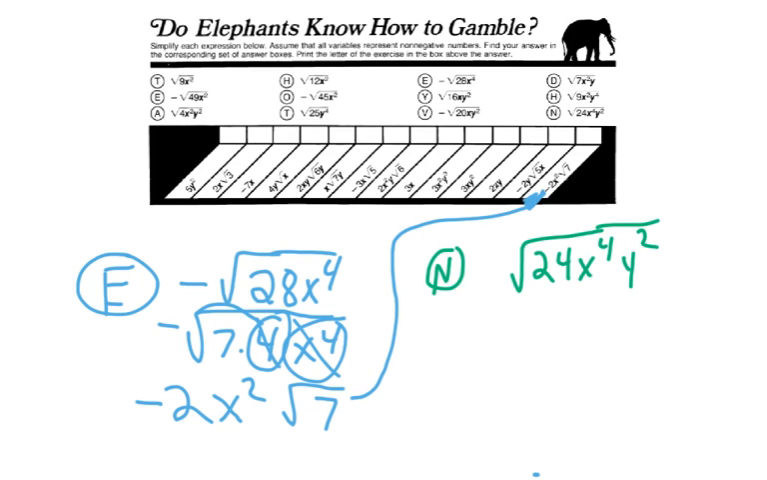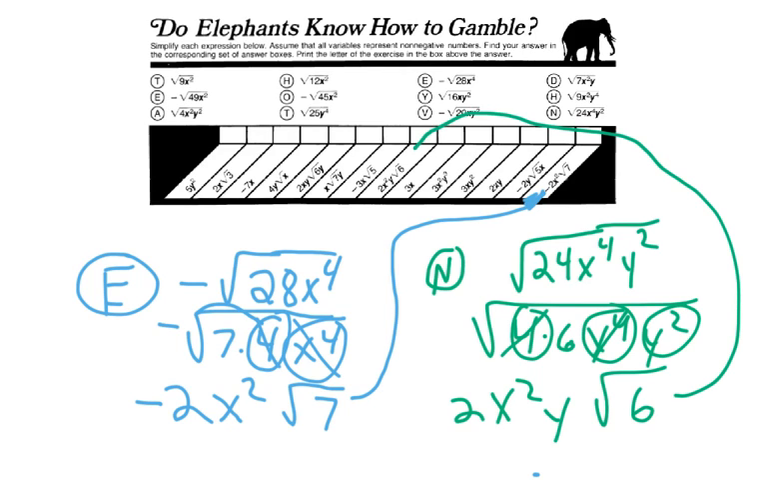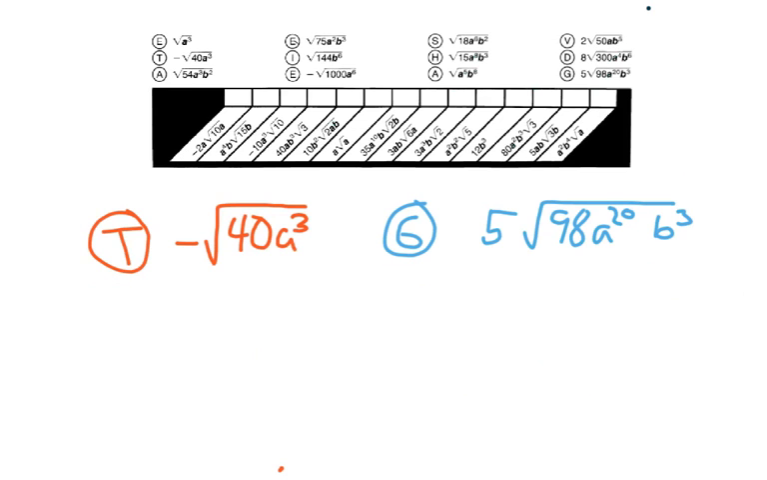Okay, moving on to the green guy. Here I've got 24x to the fourth, y to the second. Good news, these are even. 24, just break that down into 4 times 6. X to the fourth, y to the second. This can go, and this can go. So the 4 becomes a 2. Cross that off. X to the fourth becomes x squared. Cross that off. Y to the second just becomes y. The only thing that's left in there is square root of 6, and that one is located right here. Okay? All right, running out of time here.